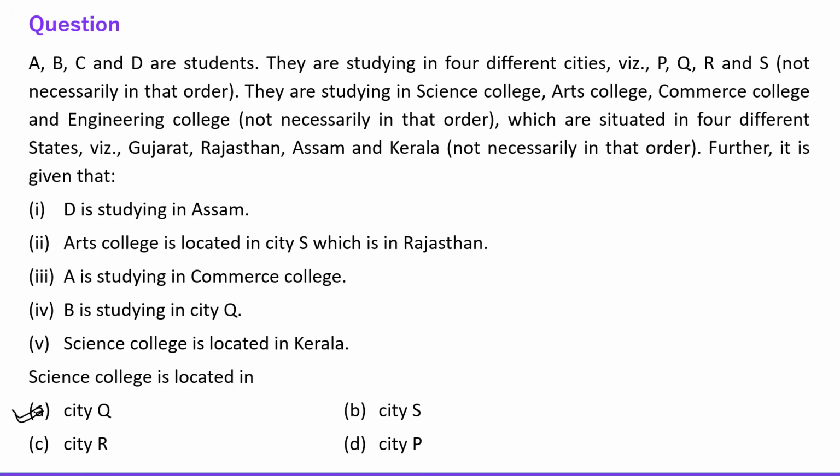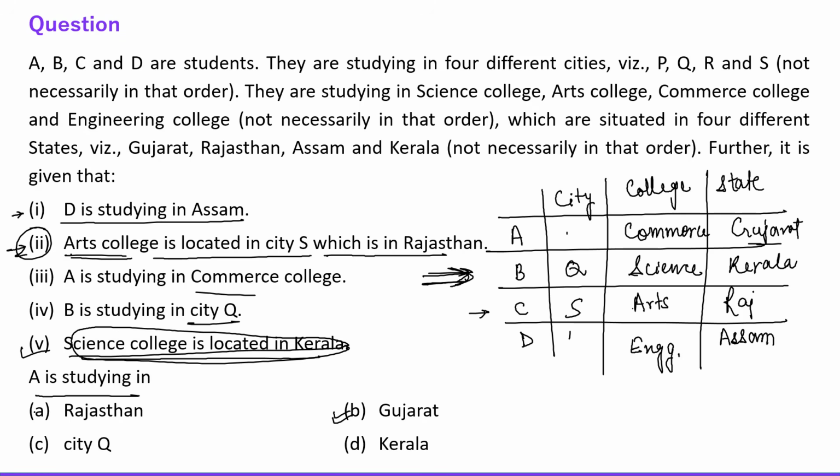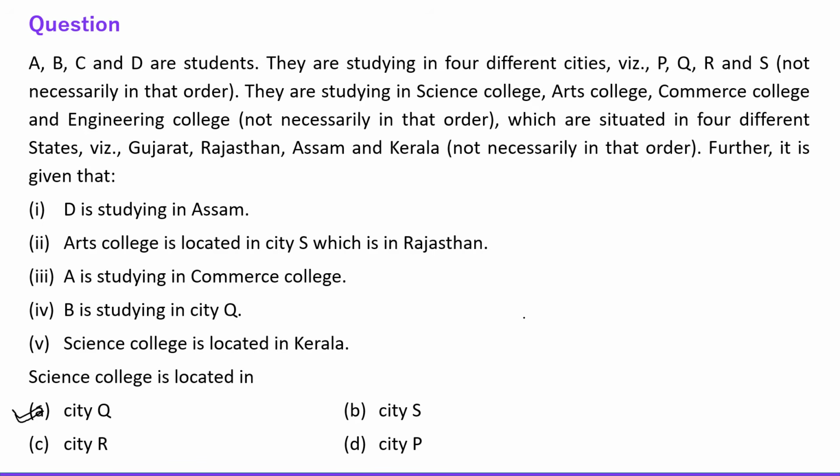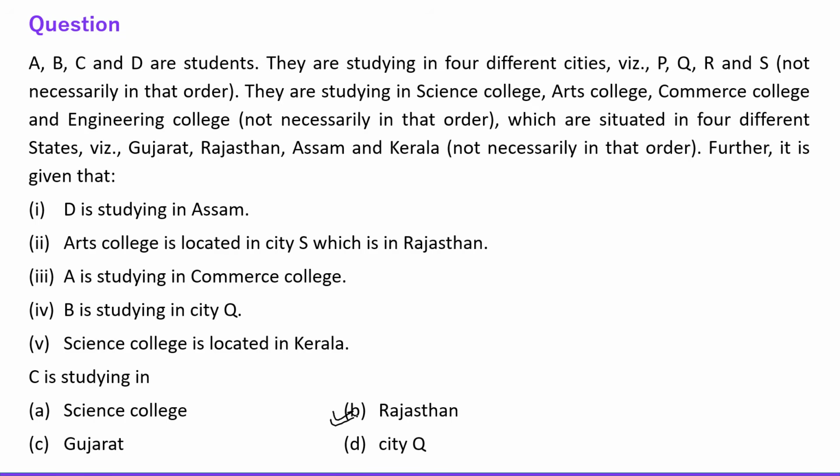Next question is, C is studying in Gujarat, Science, Rajasthan and city Q. C is studying in Rajasthan, Arts and Science. So C is studying in Rajasthan. B option is the correct choice.